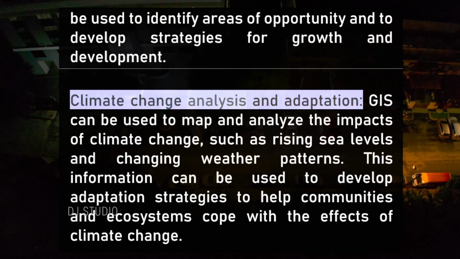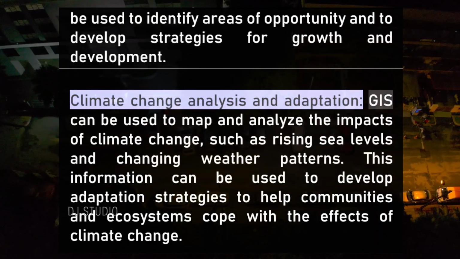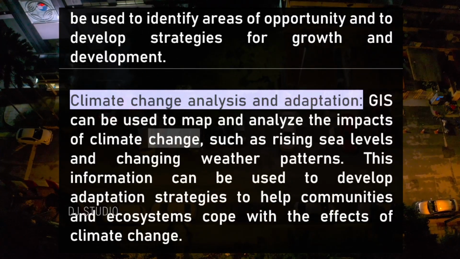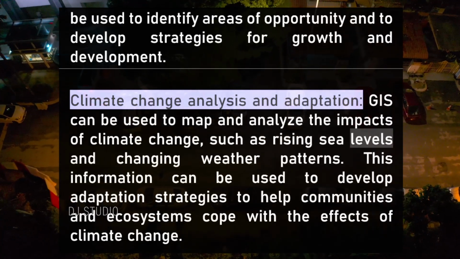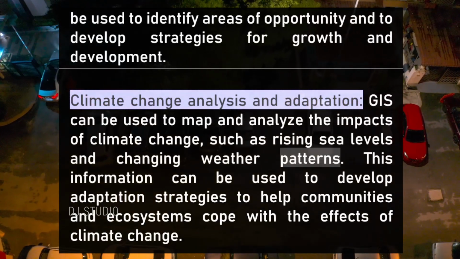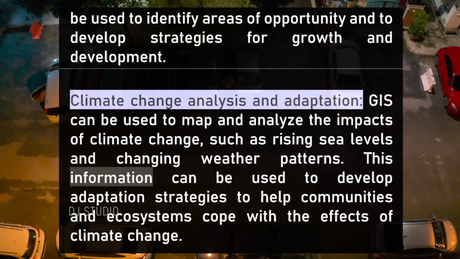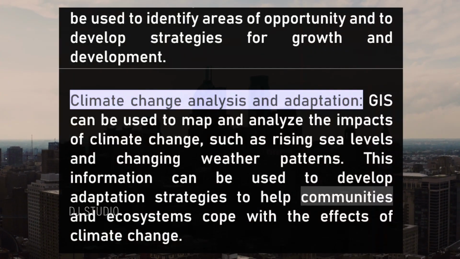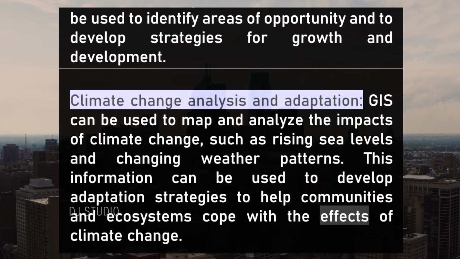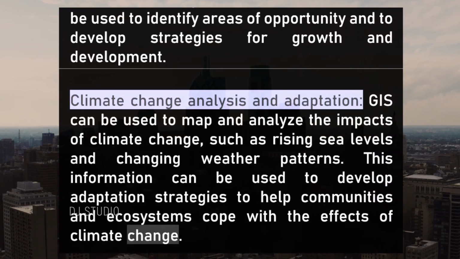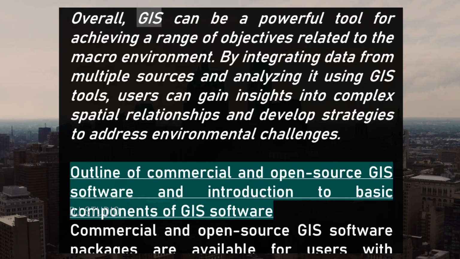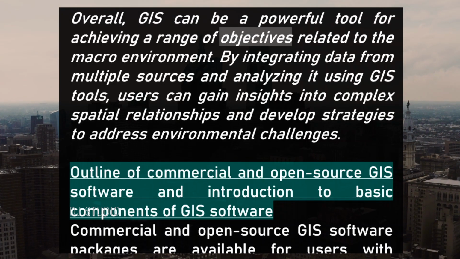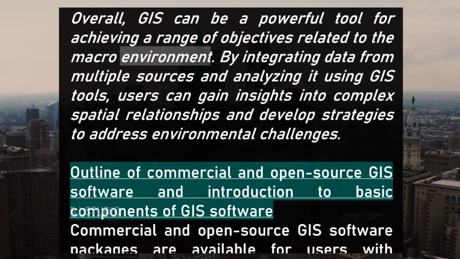Climate change analysis and adaptation. GIS can be used to map and analyze the impacts of climate change, such as rising sea levels and changing weather patterns. This information can be used to develop adaptation strategies to help communities and ecosystems cope with the effects of climate change. Overall, GIS can be a powerful tool for achieving a range of objectives related to the macro environment.